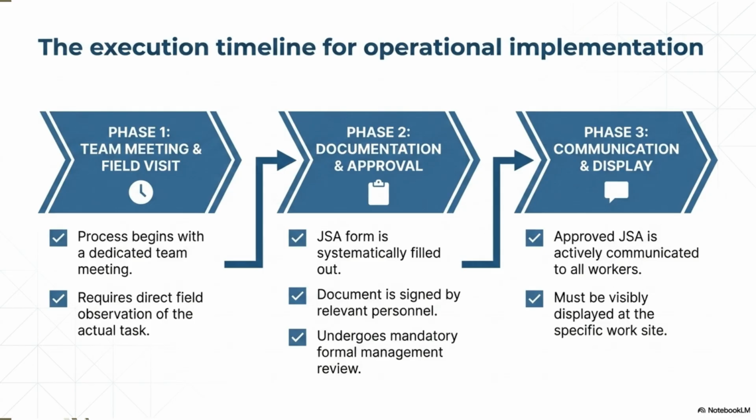Implementation follows a strict three-phase timeline. Phase 1 begins with a dedicated team meeting and direct field observation of the task. Never skip seeing the work in person. Phase 2 covers documentation and approval. The JSA form is systematically completed, signed by relevant personnel, and submitted for mandatory management review. Finally, Phase 3 centers on communication and display. Once approved, the JSA must be actively explained to every worker involved and visibly posted right at the specific worksite.